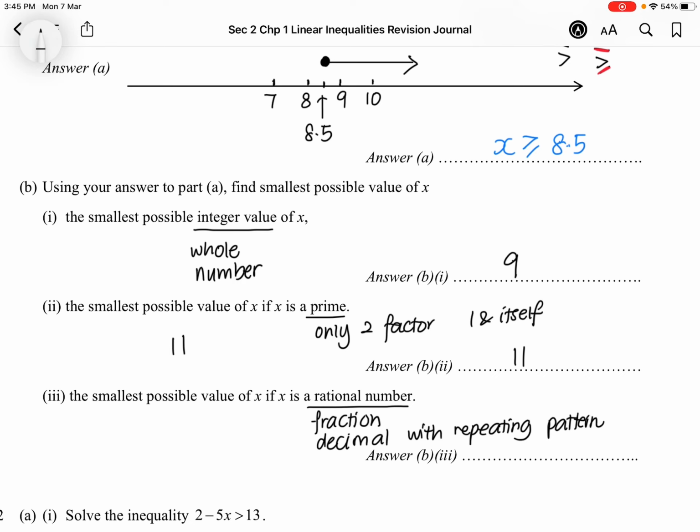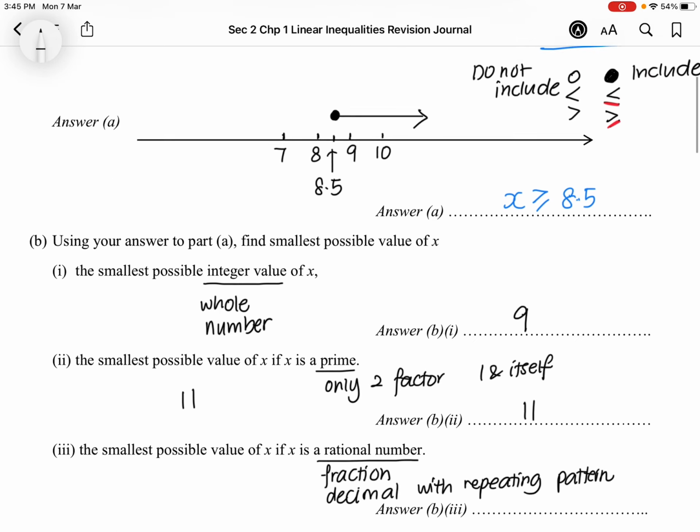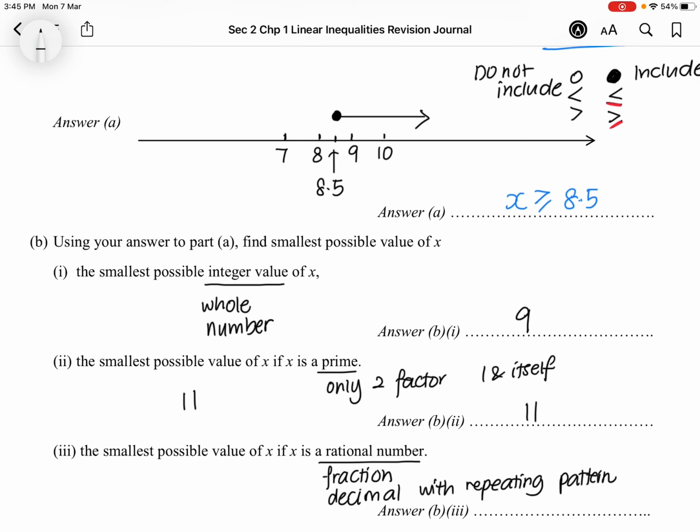Okay. So in this case, a rational number can be either a fraction or a decimal with a repeating pattern, or call it a recurring decimal. So in this case, find the smallest possible value of x. X can be a fraction. That means x can also be a decimal in this case.